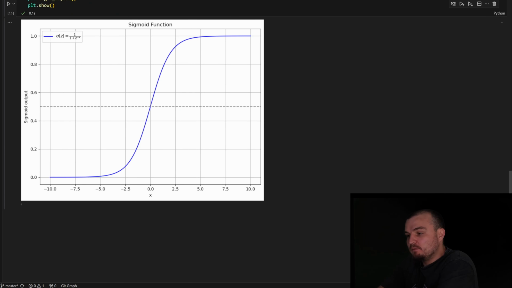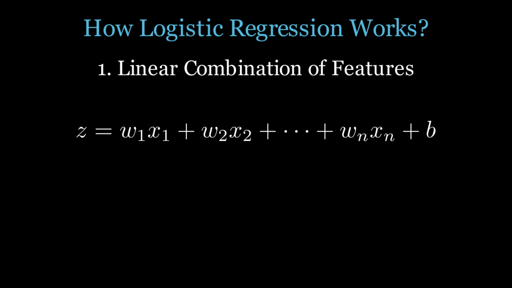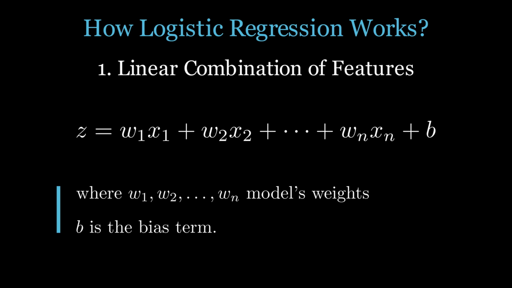As step number 1, logistic regression computes a linear combination of the input features. For example, with features x1, x2, etc., the linear equation looks like this. In this equation, w1, w2, etc. are the model's weights, and b is the bias term.